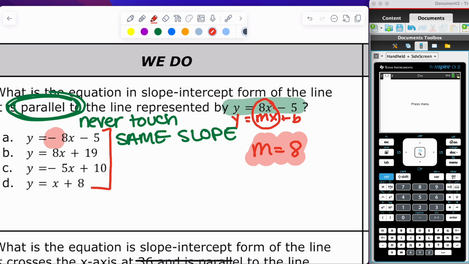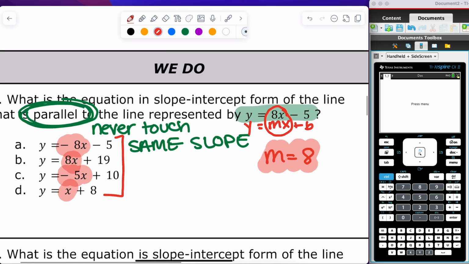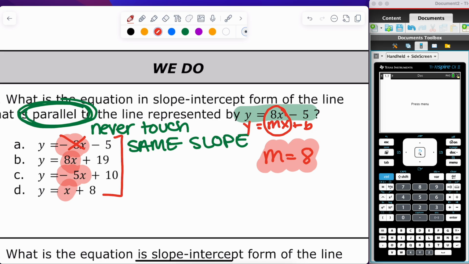Okay, you have negative 8x, negative 5x, and x. So this one's not good because it's negative. This one is good because it's the same, 8x, 8. Negative 5, not good. And then 1, not good. So my answer would be B. That is all we are doing right there. We are matching slopes.